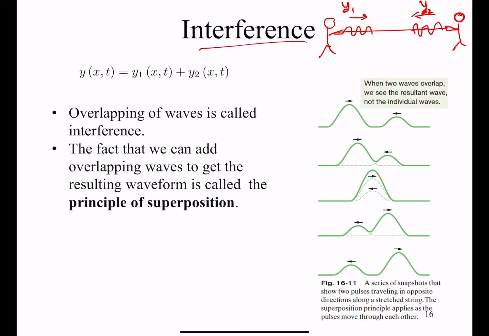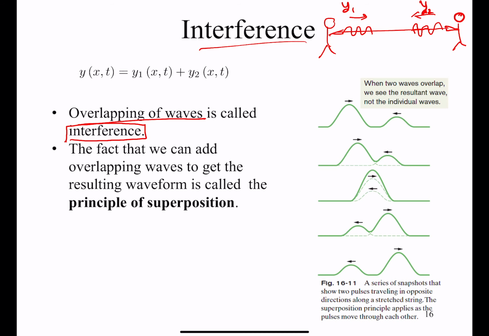Now eventually these two waves will merge and overlap. The overlapping of waves in the same medium is called interference. So interference is the phenomenon where multiple waves traveling through the same medium overlap in a certain region. That phenomenon is called interference.